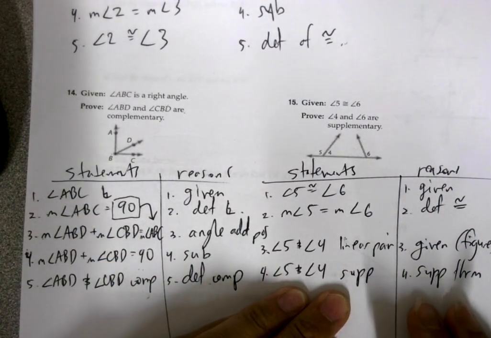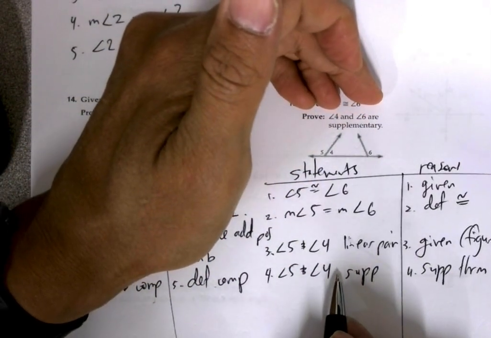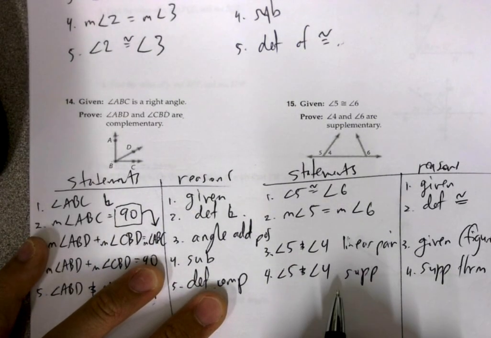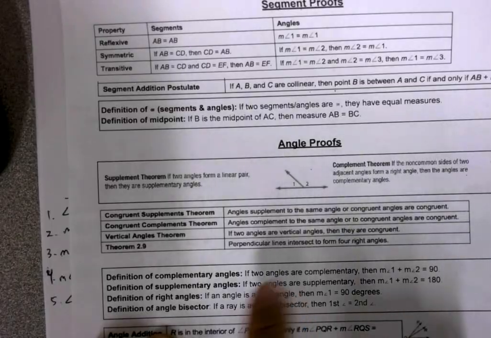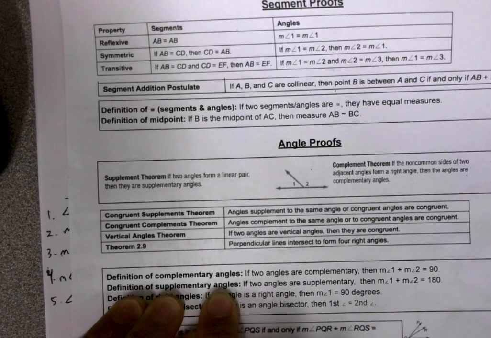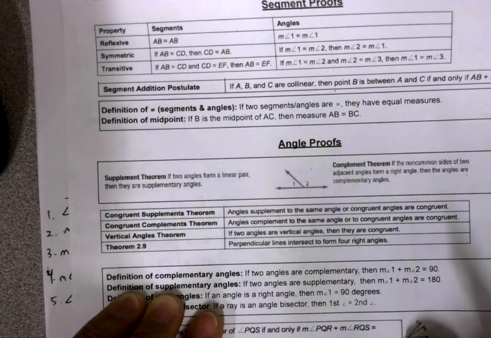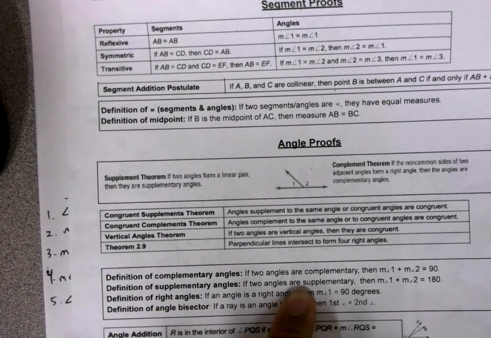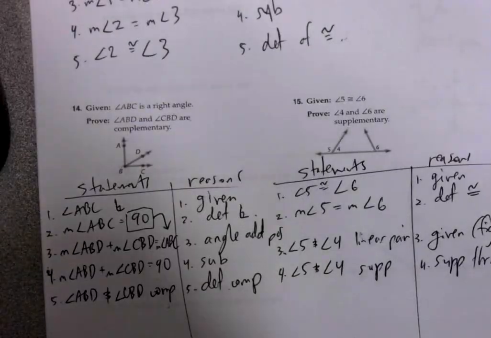Okay, great. So now what are we trying to do? We're trying to say angle 4 and angle 6 are supplementary. How do we do this? From supplementary, we can use the definition of supplementary angles, create an equation, and then try to substitute to reach our proof statement. If two angles are supplementary, then angle 1 plus angle 2 is equal to 180. So that's what we're going to do.